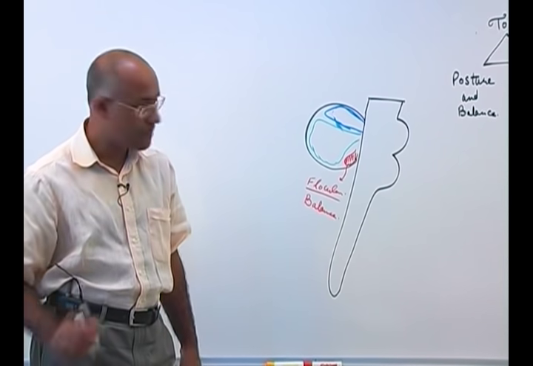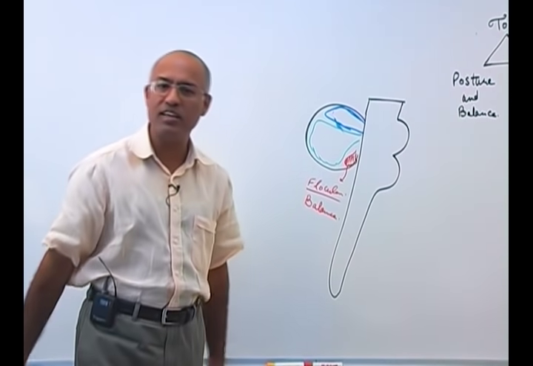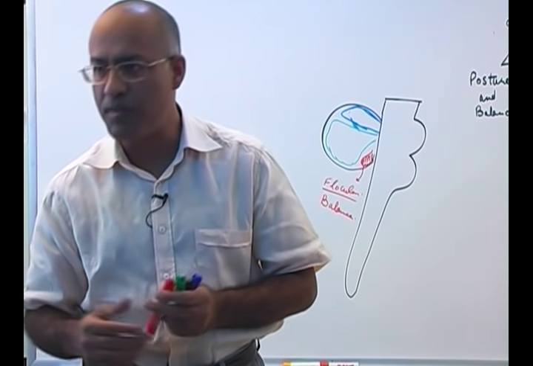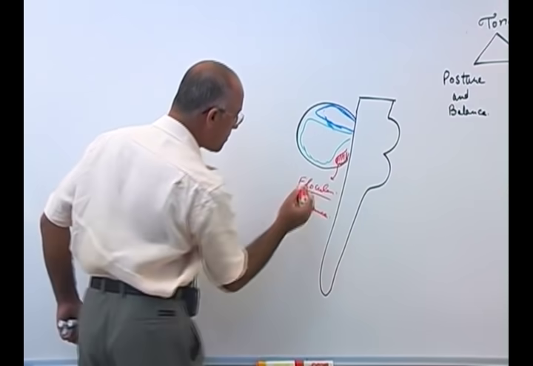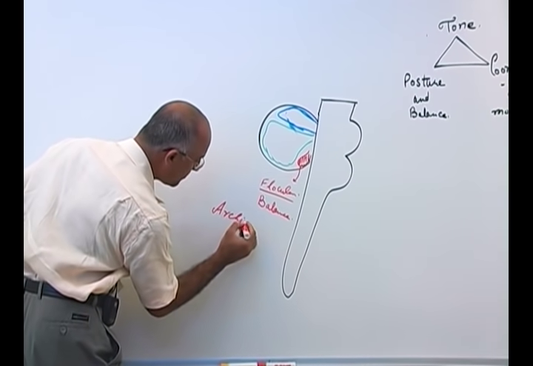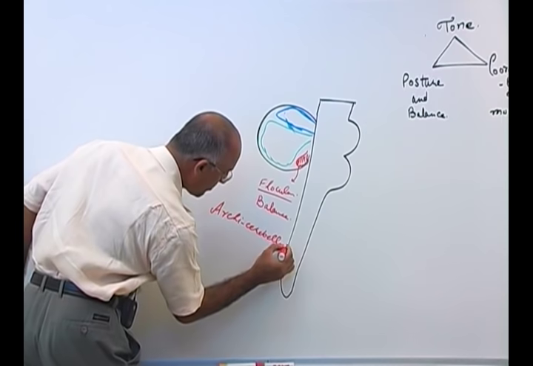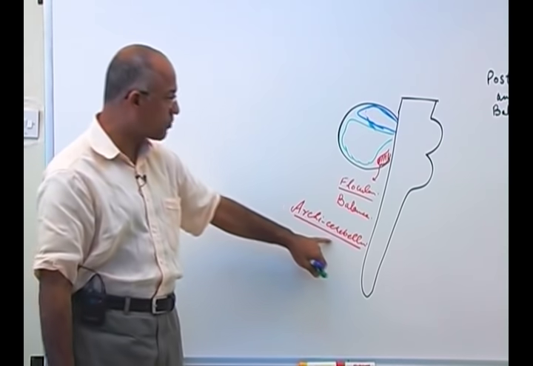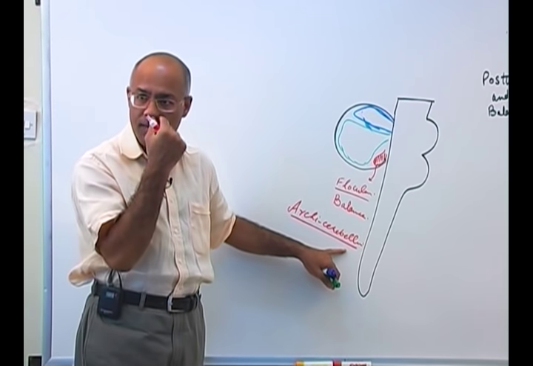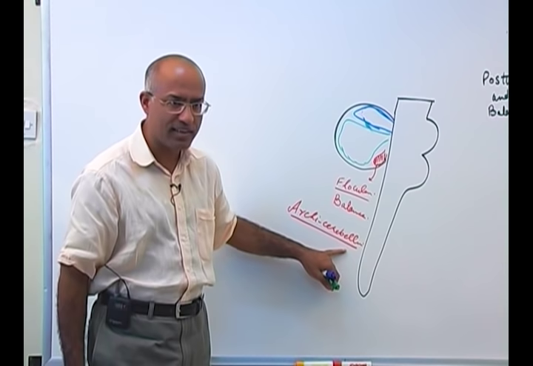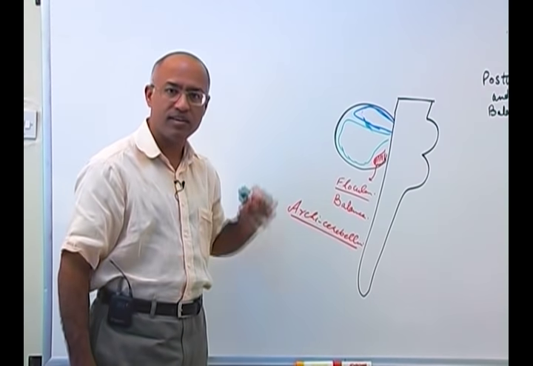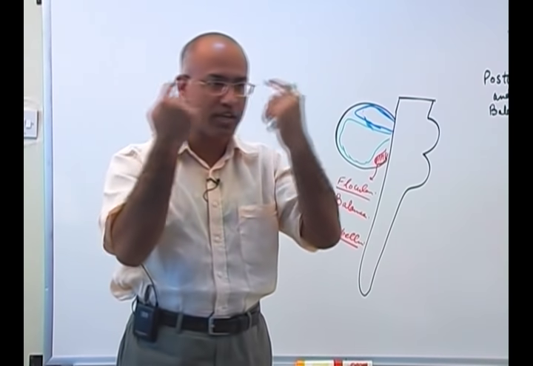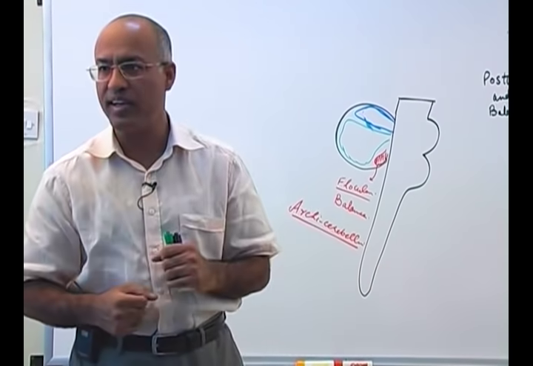Because it is the most primitive, we also call it primitive cerebellum, or archicerebellum. This is the most primitive part of cerebellum, and it is also called archicerebellum. This is concerned mainly with balance, especially balance of the head and the eyes, when the eyes move in a conjugate and balanced way.